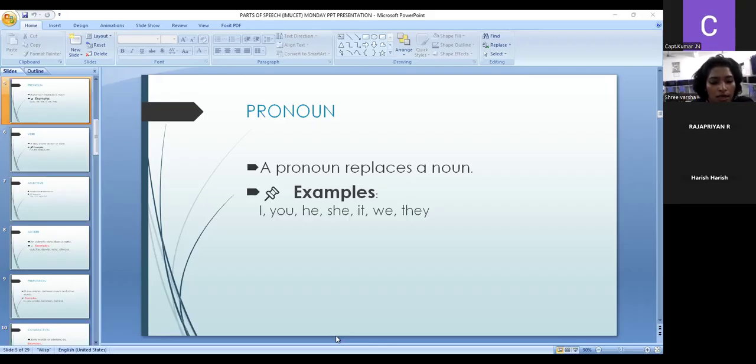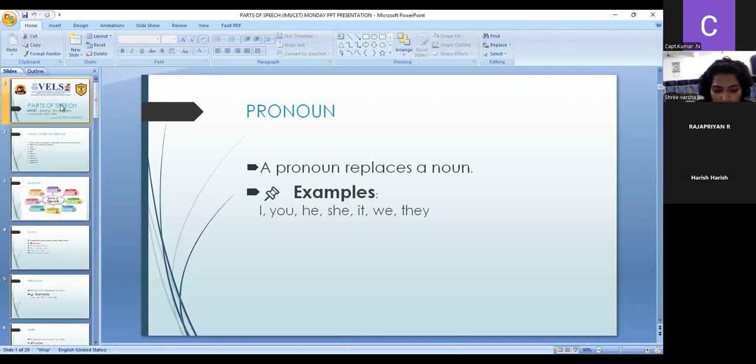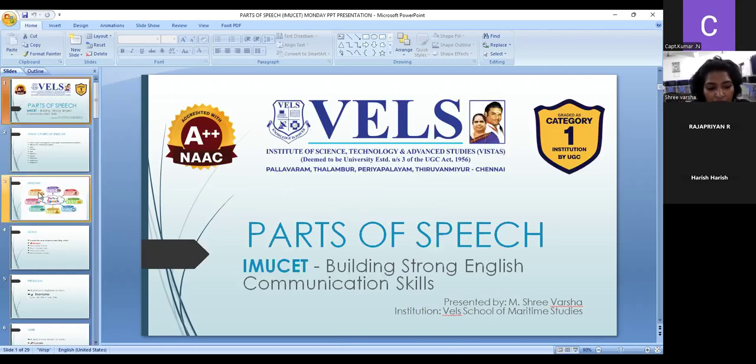So the first day, let me introduce the parts of speech. That is, today the topic is parts of speech. Now let me ask you one simple question. What is a sentence? What is a sentence? Yes, very good. A sentence is a group of words that gives complete meaning, right? Okay, but do you know how we form a sentence correctly?